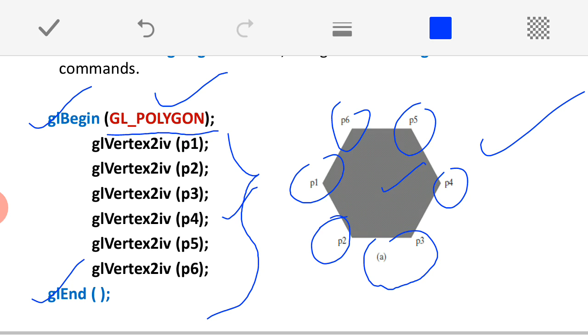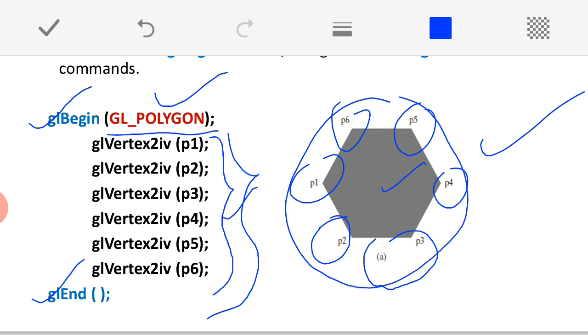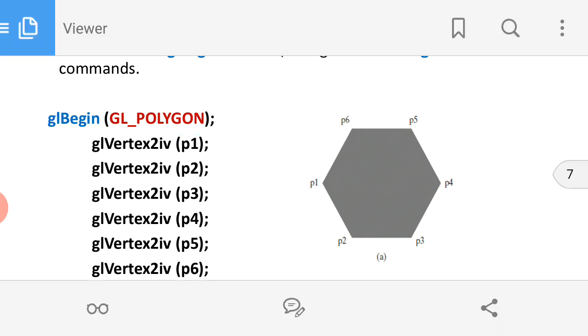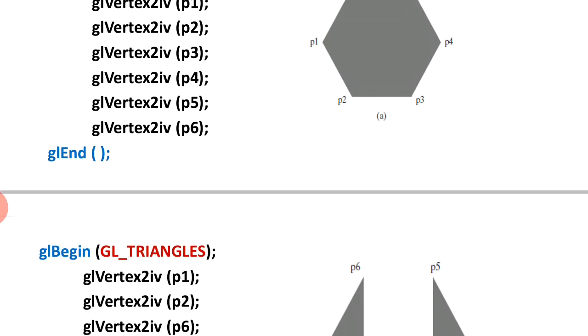Directly it will connect all the vertices that you are going to call here. The 6 vertices that you are defining will all get combined and create one polygon, a filled polygon. So, once again I will repeat, the symbolic constant is GL underscore polygon. Now, we will move to the next one.